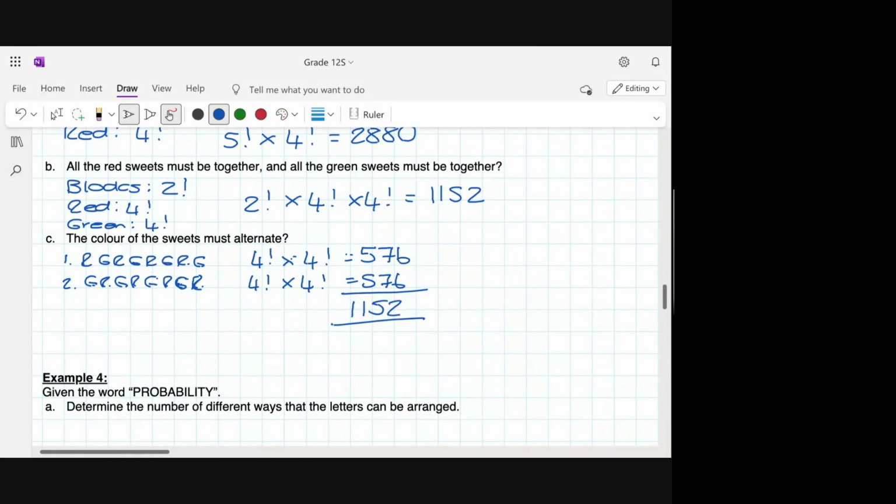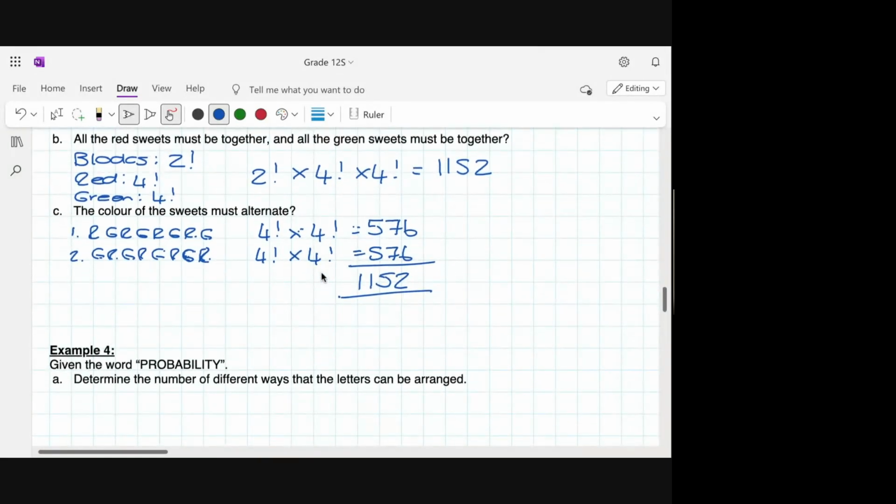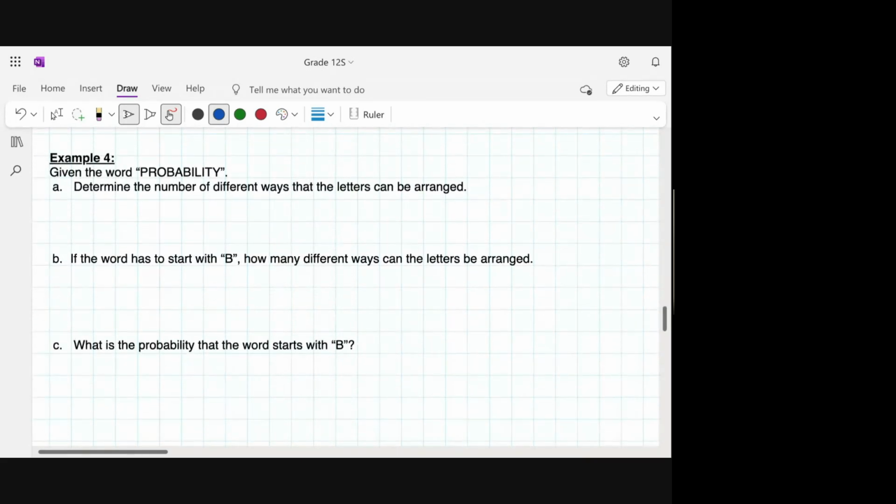All right. Let's move on to something different for tonight. We're going to look at the word probability. A little bit different to what we were doing before. So let's look at the word probability.